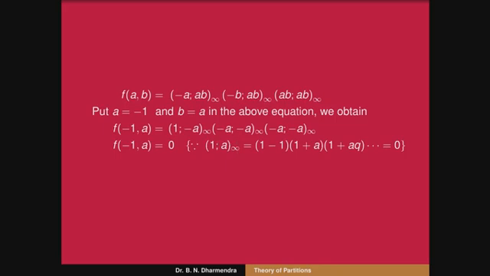So, we have to take that expansion of a q-shifted factorial, in terms of (1 minus 1), (1 plus a), (1 plus a squared), and so on. Here the base is a, so therefore a squared. So the first term is 0 because of 1 minus 1, and the remaining terms multiplied by 0 are also equal to 0. So therefore f(-1, a) is equal to 0 by using the triple product.